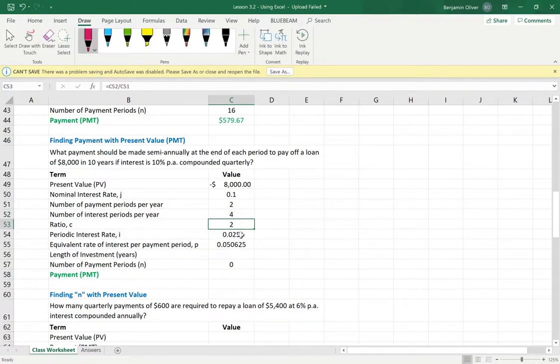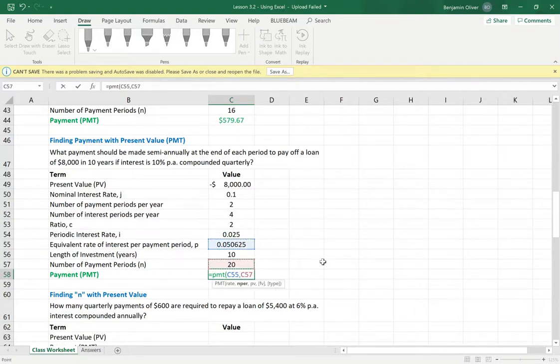And like I did in the past, your ratio and all your periodic interest rate and equivalent interest rate are calculated automatically. So again, the same formula as in the first example. So our last input is the number of years, and given in the question is 10. So our number of payment periods was calculated. 2 payments per year times 10 years is 20 payments. So now we use the formula again, equals PMT. We start with our rate. Okay, again, we use the equivalent rate, not the periodic.